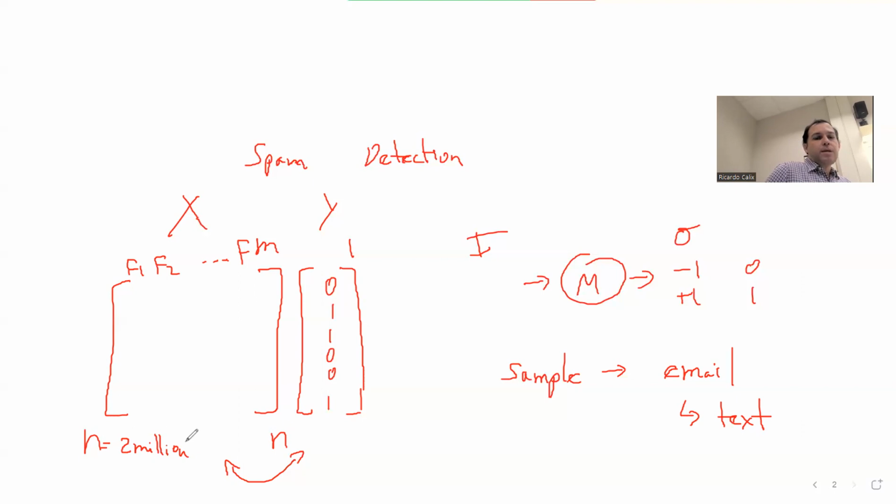Now, let's think about this one before we talk about the features, right? How do you get the annotated data? Since this is a classification problem, that means that for every email, which is a sample, you need to know if it's spam, not spam. How do you get that?